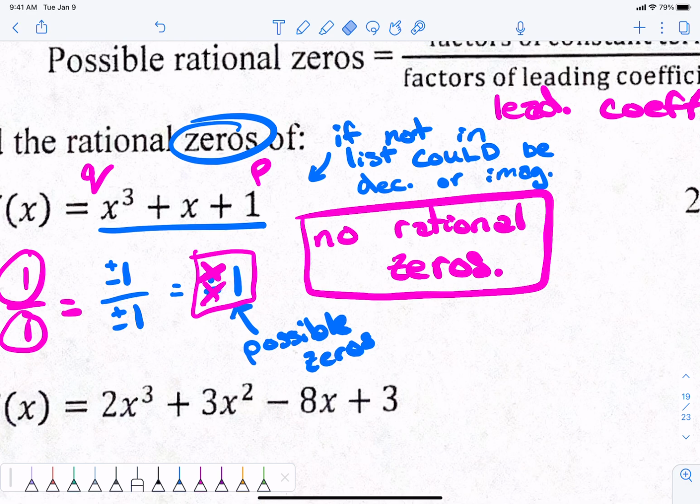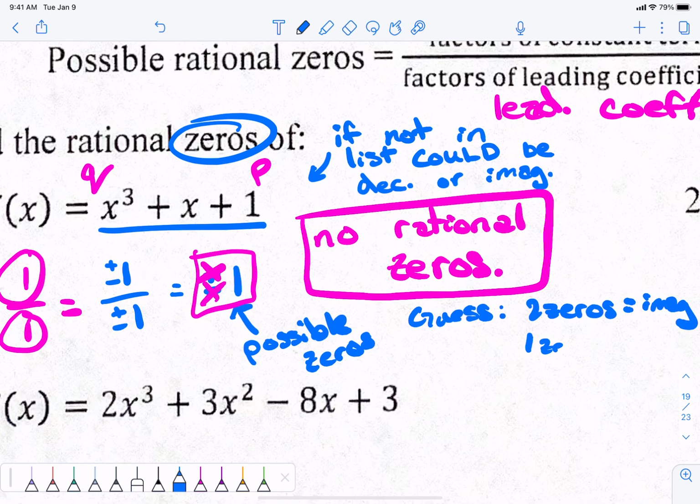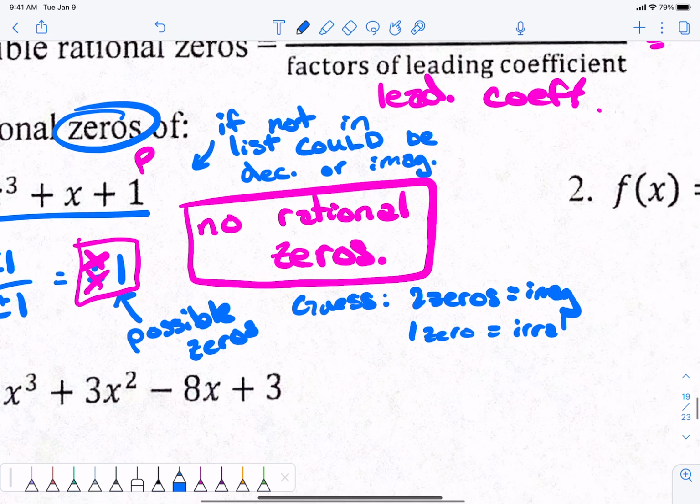It's going to be a really ugly decimal, right? It's not imaginary because he does have 1, but the other 2 might be imaginary. He has 3 total. Here's my guess: I would guess 2 zeros are imaginary, and I would guess that 1 zero is irrational, meaning like the square root of 3 or something like that, right? So he's a decimal and he's irrational.